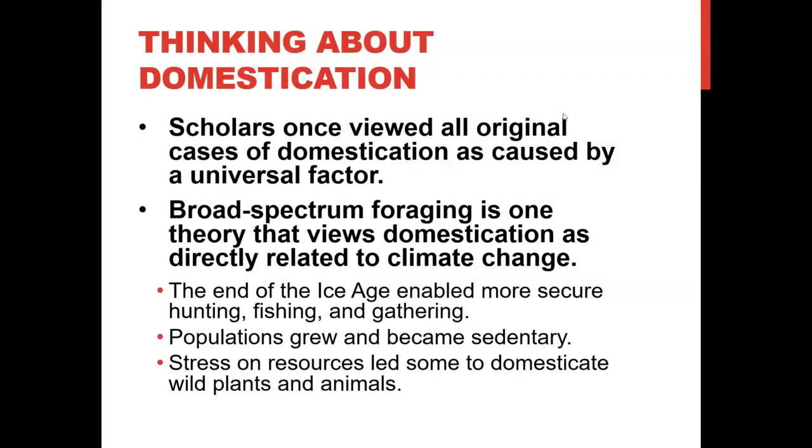That's pretty straightforward, right? The end of the ice age, which is when the glaciers retreated, basically made it easier to hunt, fish, and gather food. And because of that, we became more numerous, like more of us existed as humans. And then we put more pressure on the resources around us, and so it forced us to stay still and domesticate plants and animals. That's a pretty good theory.